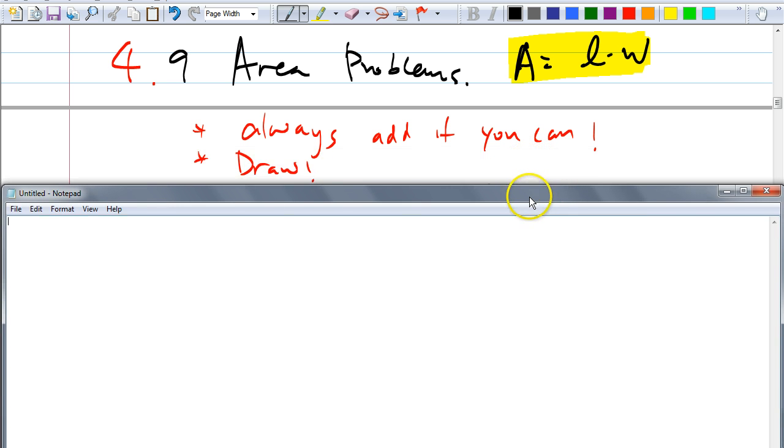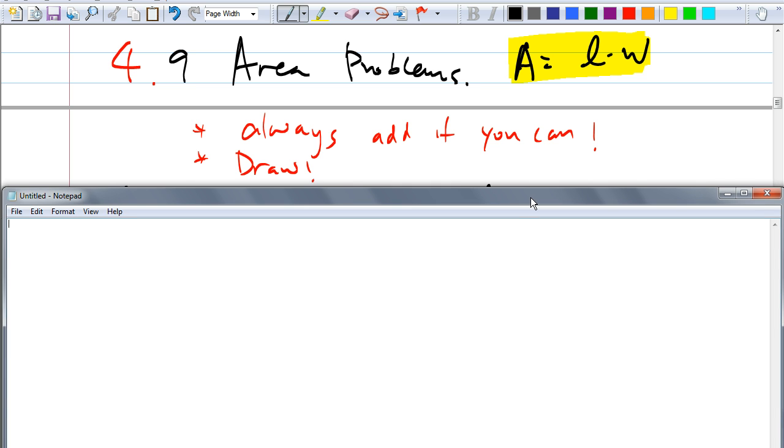Secondly, draw the picture, please. When you draw them, it's going to help you understand what they're talking about. Okay, so write that down. That's the most important thing that you want to remember. Whenever you do area problems, always add if you can, and then draw.